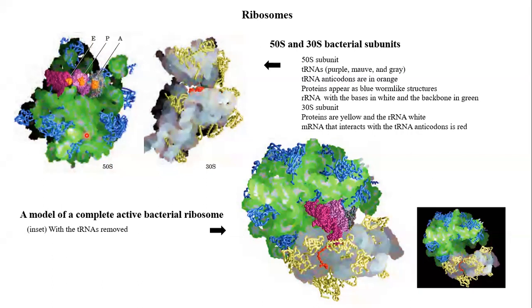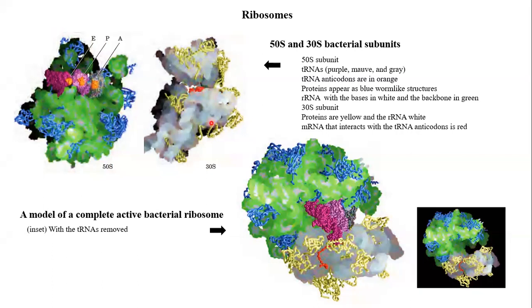Okay. Then these worm-like structures, blue ones, are the proteins of the 50S subunit, and this green and white is the ribosomal RNA. In that also, this white is the bases and green is the backbone. That means white is the nitrogen bases of the ribosomal RNA and green is the backbone, that means the sugar phosphate backbone of the ribosomal RNA.